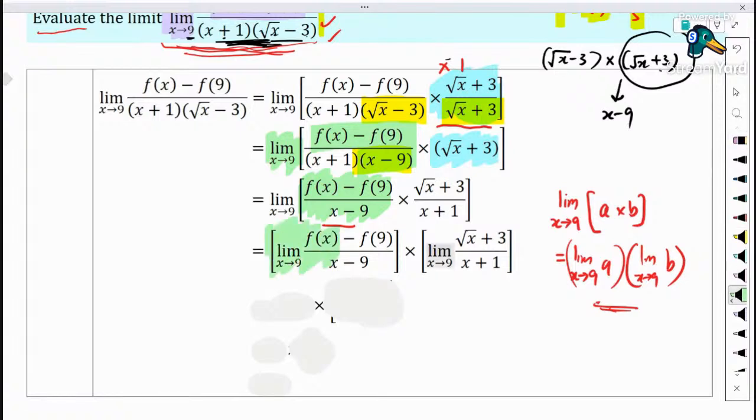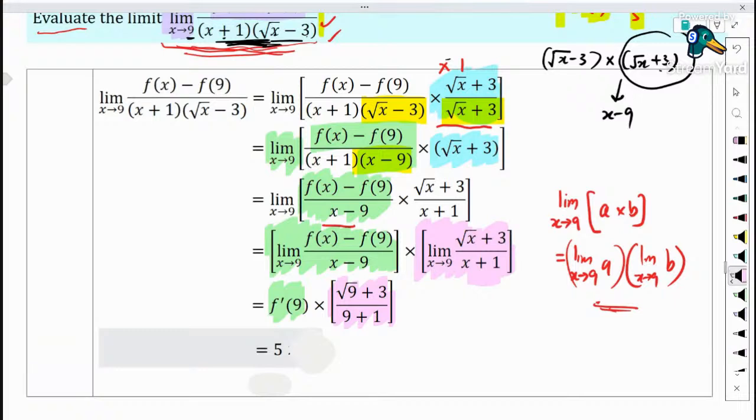So this limit that I highlighted in green is the one that we can substitute to become f prime 9. The other limit that I highlight now, you don't have to do any complicated technique to solve it because it can be solved by direct substitution. What we know from the question is that f prime 9 equals 5. Simplify this part that we have calculated, it will be 6 over 10.